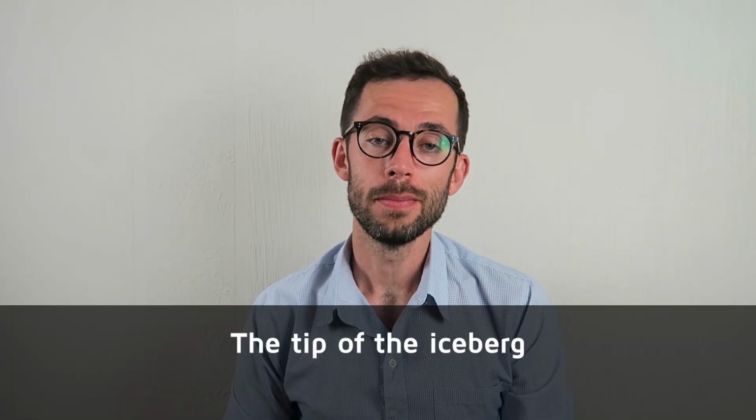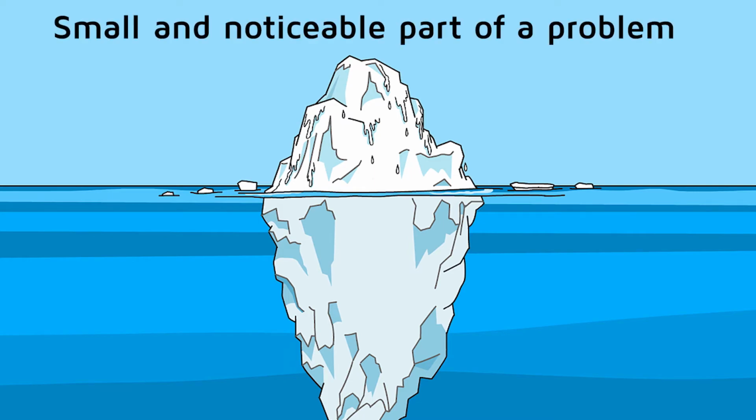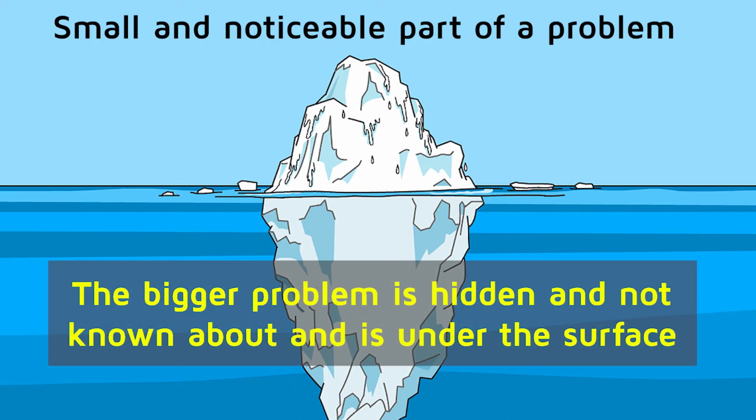Next up, I use the idiom "the tip of the iceberg." So we use this idiom when we have a small and noticeable part of a problem, but the bigger problem is hidden or is not known about and is under the surface. And this is where we have this image of just the tip of the iceberg or the top of the iceberg. So if we can imagine that the small problem is the tip of the iceberg, then the bigger problem is under the water, and that's what we don't see.